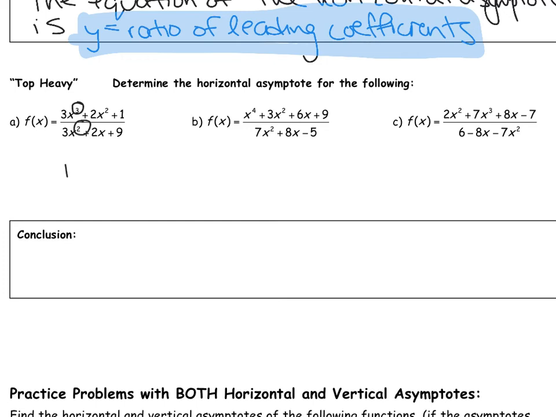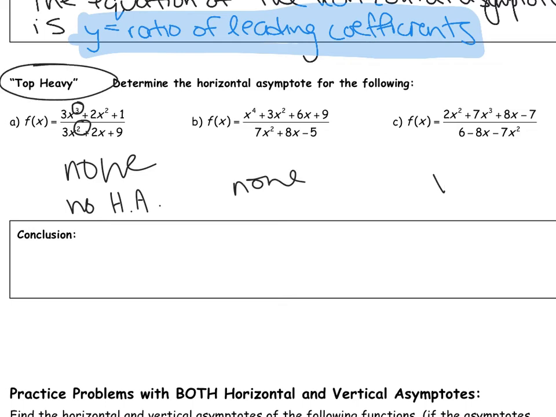What that means is that there is no horizontal asymptote. So none. No horizontal asymptote. And obviously that will be the case for all of these since this is in the top heavy category, but let's actually verify why. If I look at letter B, again, the highest exponent here is 4, and the highest exponent in the denominator is 2.